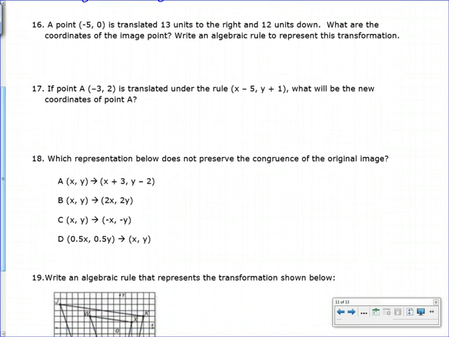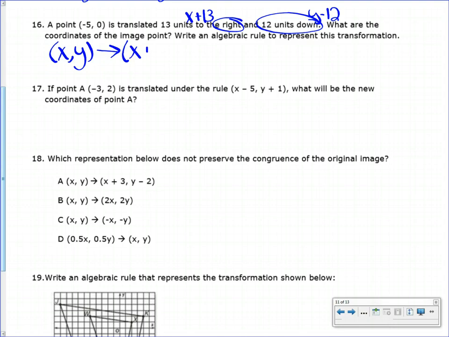16. Translated 13 units to the right, so that's going to be x plus 13, and 12 units down, that's going to be y minus 12. So my algebraic rule turns into x plus 13 and y minus 12. What are the coordinates of the new point? So all we're going to do is take negative 5 plus 13 and 0 minus 12. And then just simplify. Negative 5 plus 13 is 8, and 0 minus 12 is negative 12.